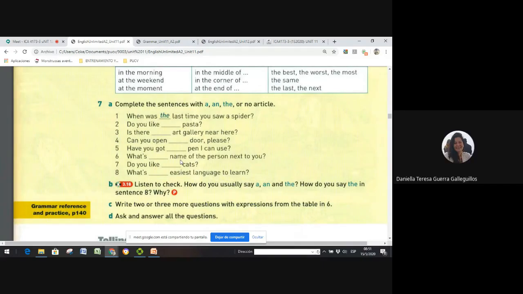Yes. Okay, you can start. ¿Parto con la 2, Miss? No, number 1 is an example because then you have to repeat.